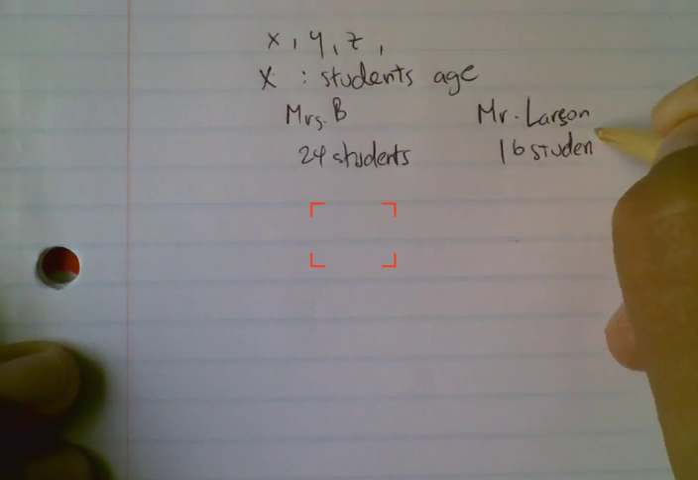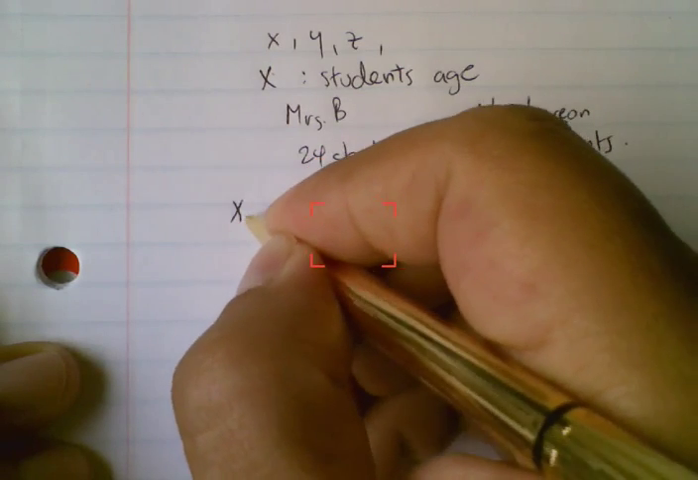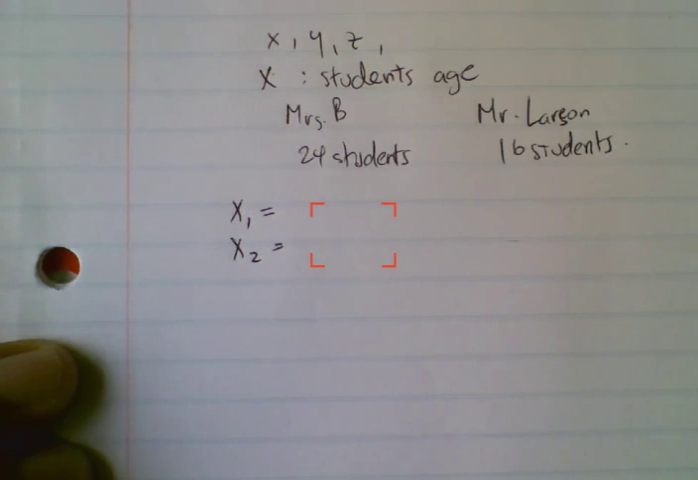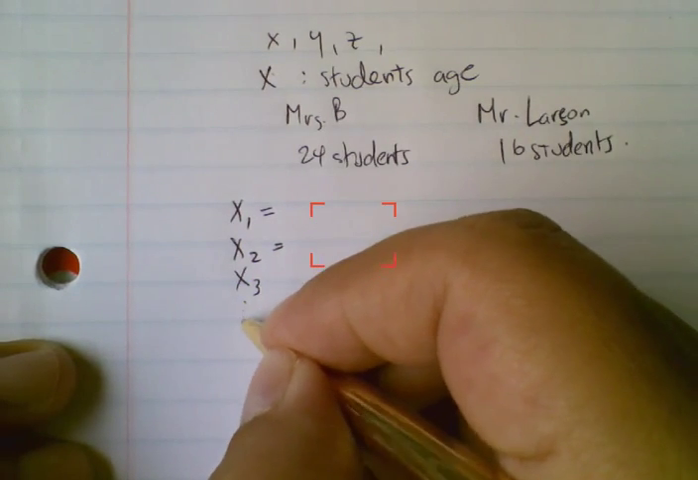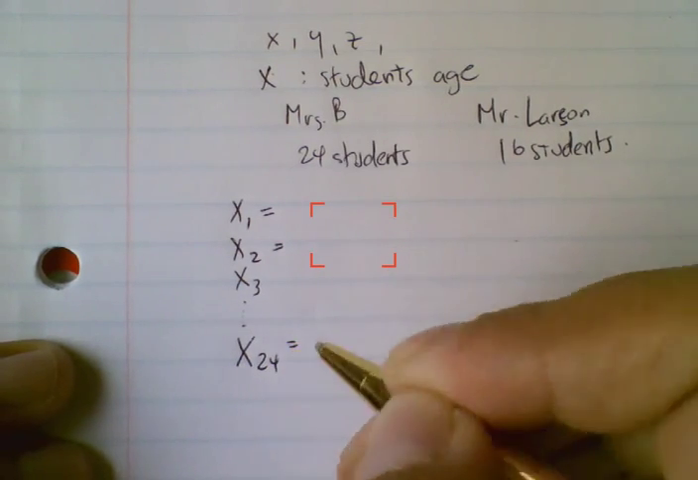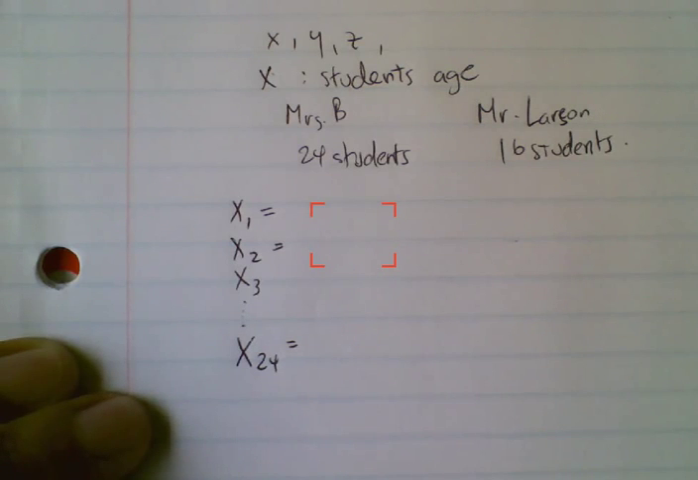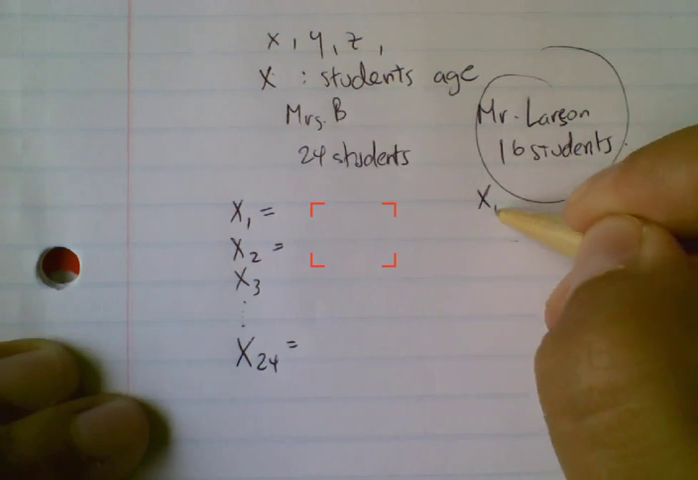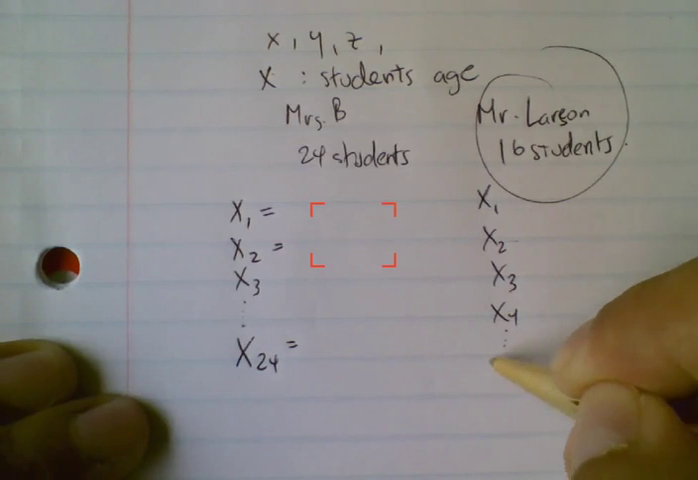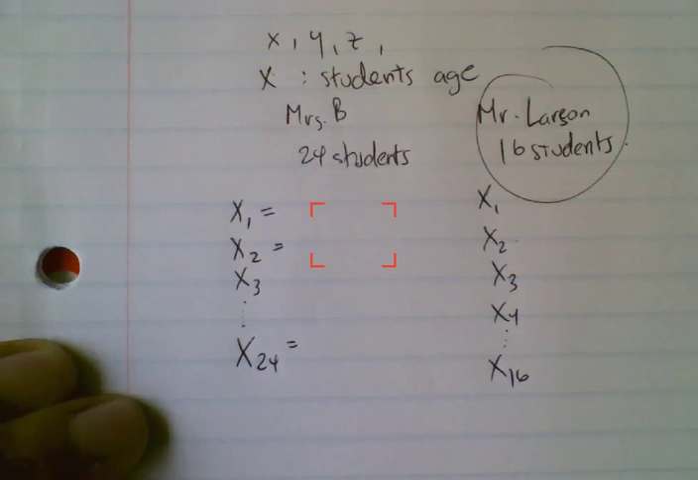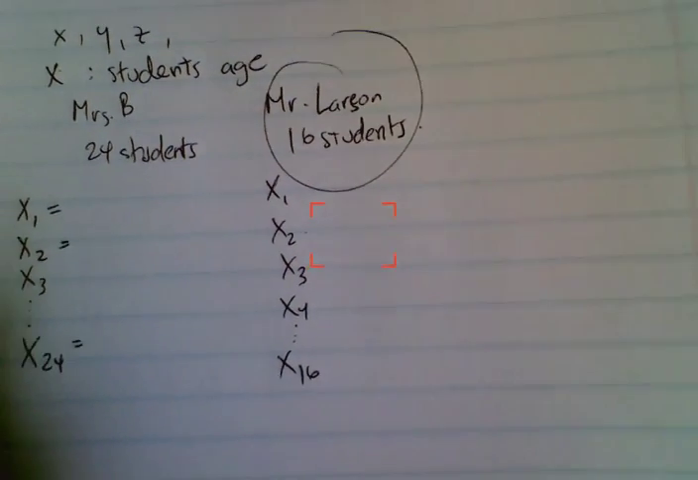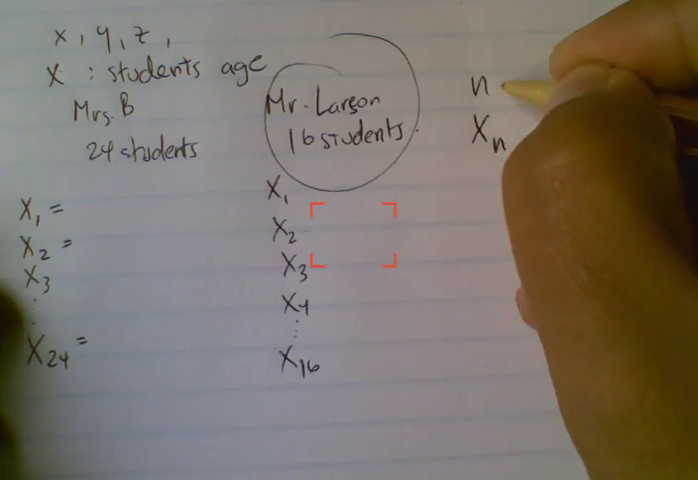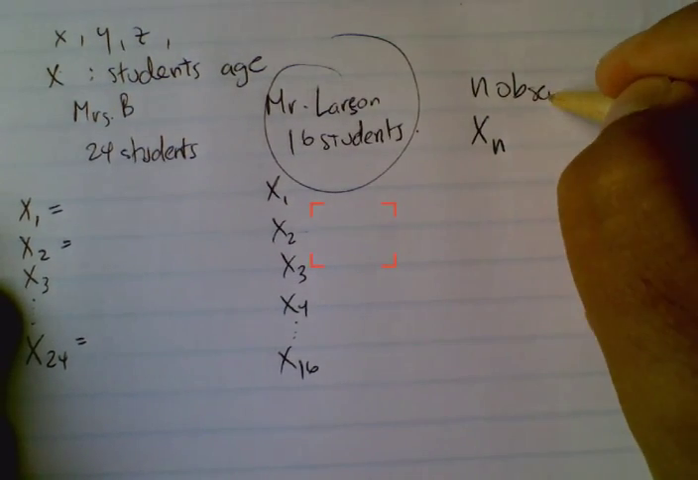So if X is the student's age, then what I'm going to do is measure X sub 1, which would be the age of somebody in my class, X sub 2, which will be the age of somebody else in my class, and so on. And then I'm going to have all the way to X sub 24, which is just the 24th observation, the 24th person in my room, with age whatever. In the same idea, Mr. Larson would have X sub 1, X sub 2, X sub 3, X sub 4, and so on up to X sub 16. Since we're going to be talking in general terms, I don't know how many observations I'm going to have. So let's say we're going to have n observations, so I'm going to be using X sub n variables.